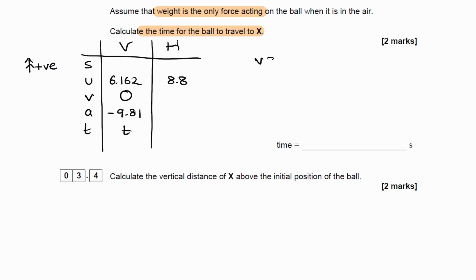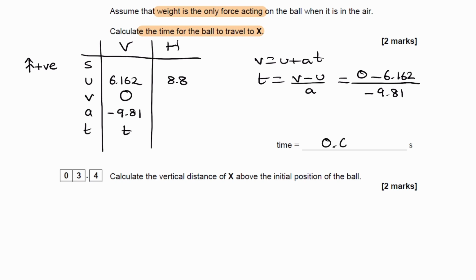We can use v is equal to u plus at, t is equal to v minus u over a, which is then 0 minus 6.162, all divided by minus 9.81, and that gives 0.63 seconds. And to more decimal places, I'll put it in the table, that would be 0.6281.